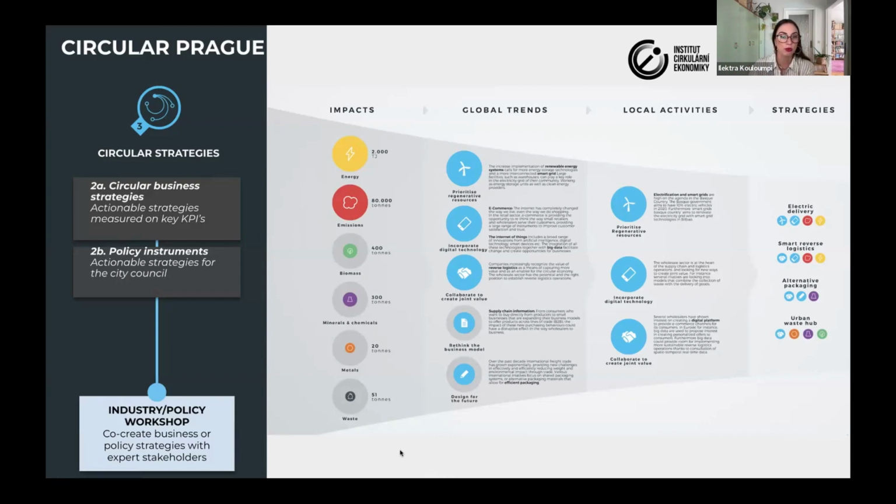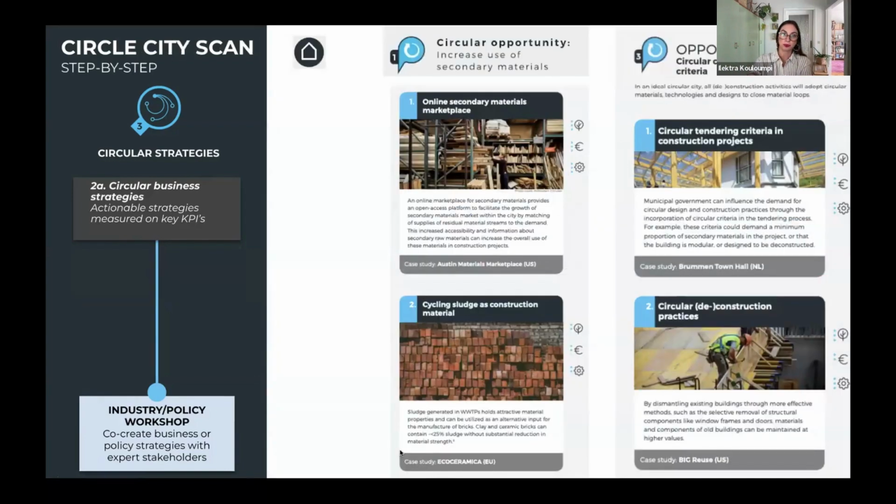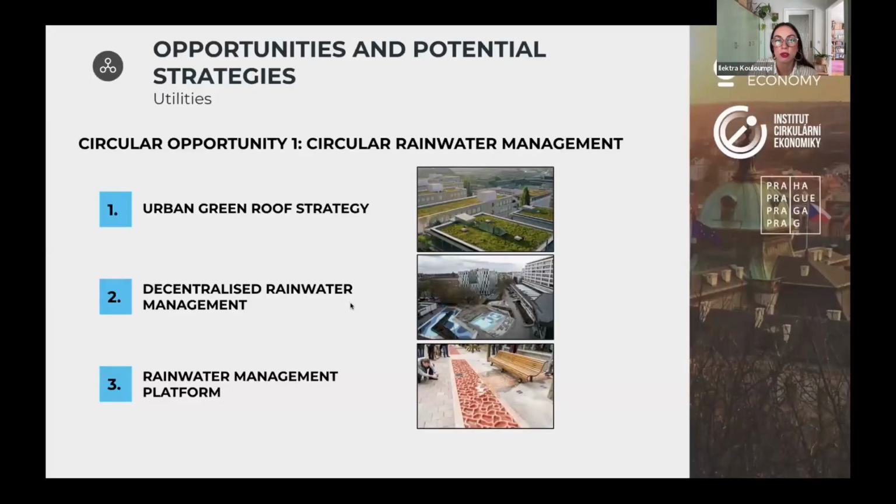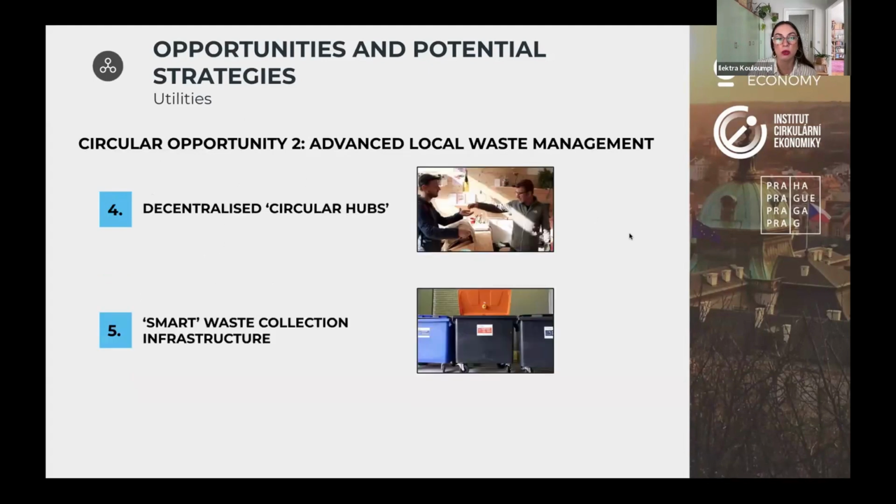So that's the process we followed, again in a workshop setup. We brought a lot of varied opportunities and case studies from the world, and also, based on their experience, brought together stakeholders not only from the city, but also from the sector: from the construction sector, from waste management, and from agri-food, since we were talking about biomass. How can we work with all these different ideas, bringing them to the table for circular rainwater management and for advanced local waste management?